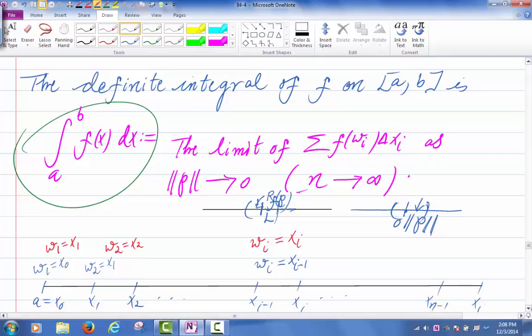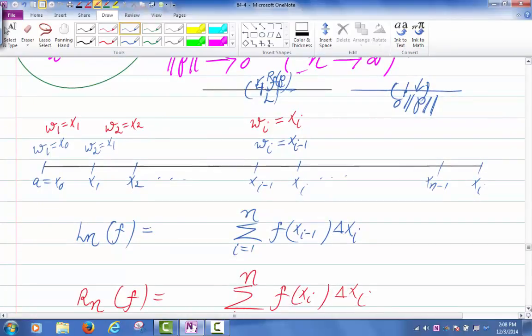And so, remember then I defined something I called the left Riemann sum and the right Riemann sum, Ln and Rn. So what is Ln? Well, remember we picked sample points W1, W2, Wn from the subintervals, right?